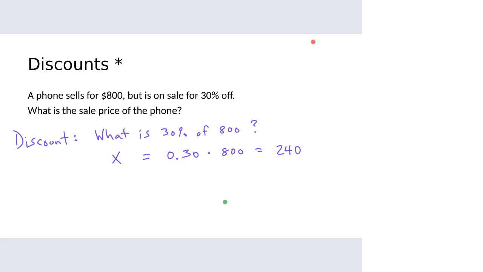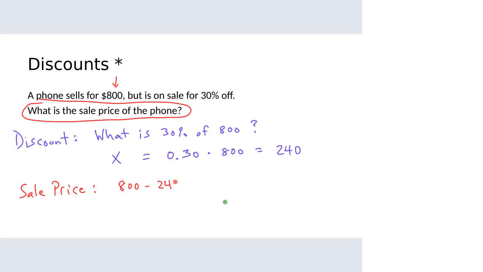The kicker is when we go back and look and it says, what is the sale price? So I'm not going to pay $240 for the phone. That's how much they're going to take off the price. That's the amount of the discount. The sale price then isn't going to be 240. Instead, the original price was 800. If I subtract 240, which is my discount, now I land at $560, and that's going to be the sale price of the phone. That's how much I'm going to have to actually pay.